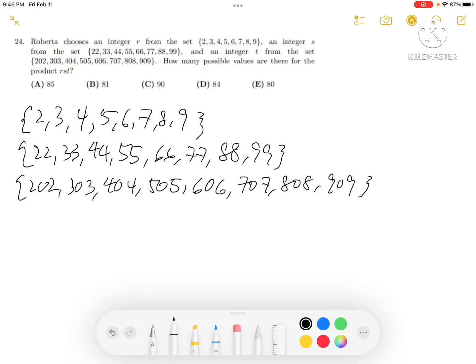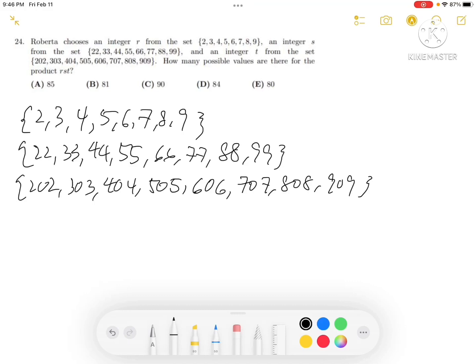So in this question, Roberta chooses an integer r from the set 2, 3, 4, 5, 6, 7, 8, 9, an integer s from the other set, and an integer t from the other set. How many possible values are there for the product r, s, and t? Okay, so firstly, let's identify if there's anything interesting or useful that may help us in the sets.